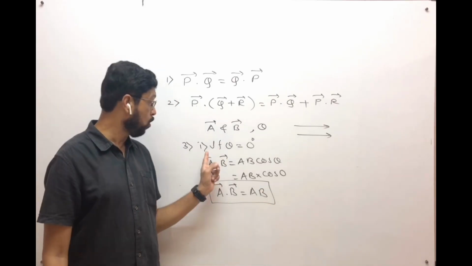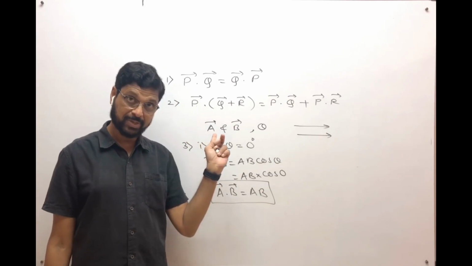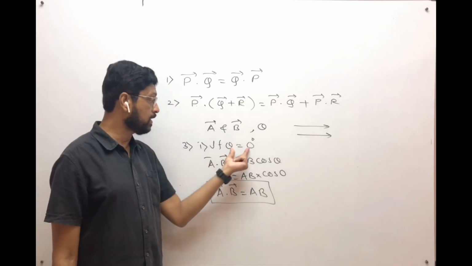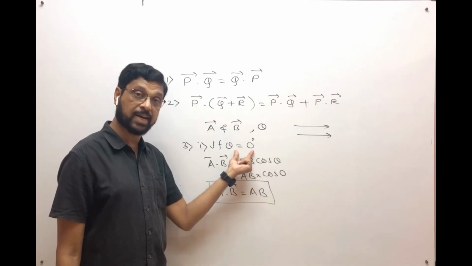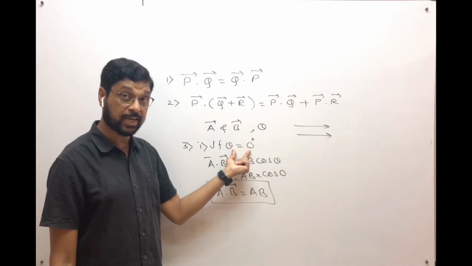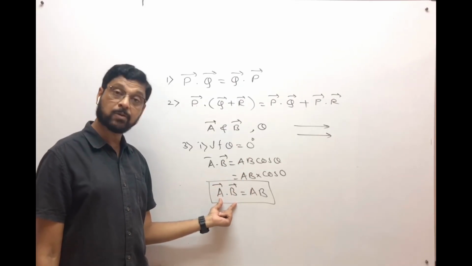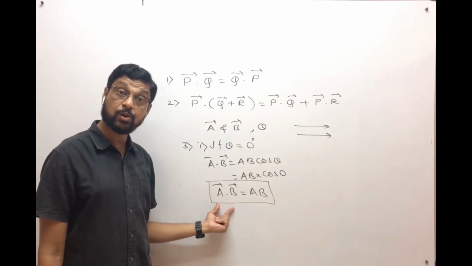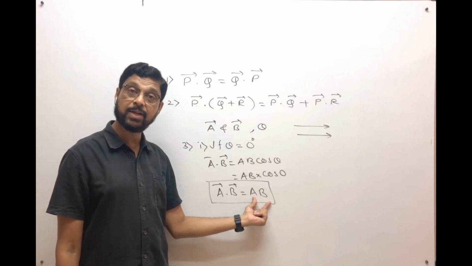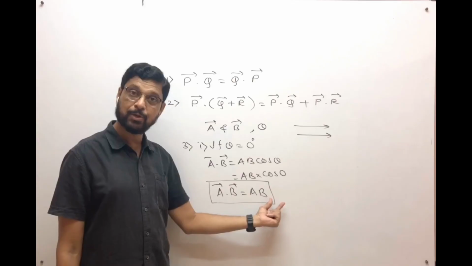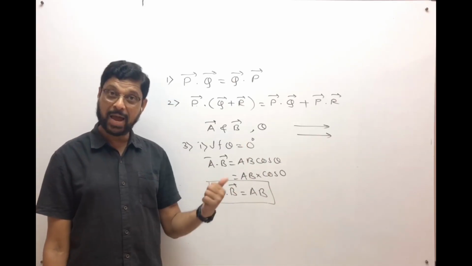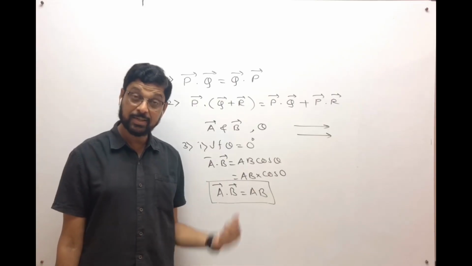So the first point in the third characteristic: if two vectors are parallel to each other, theta equal to 0 degree, then their dot product, A dot B, is equal to the product of their magnitudes, magnitude of A into magnitude of B. That is the first point in the third characteristic.